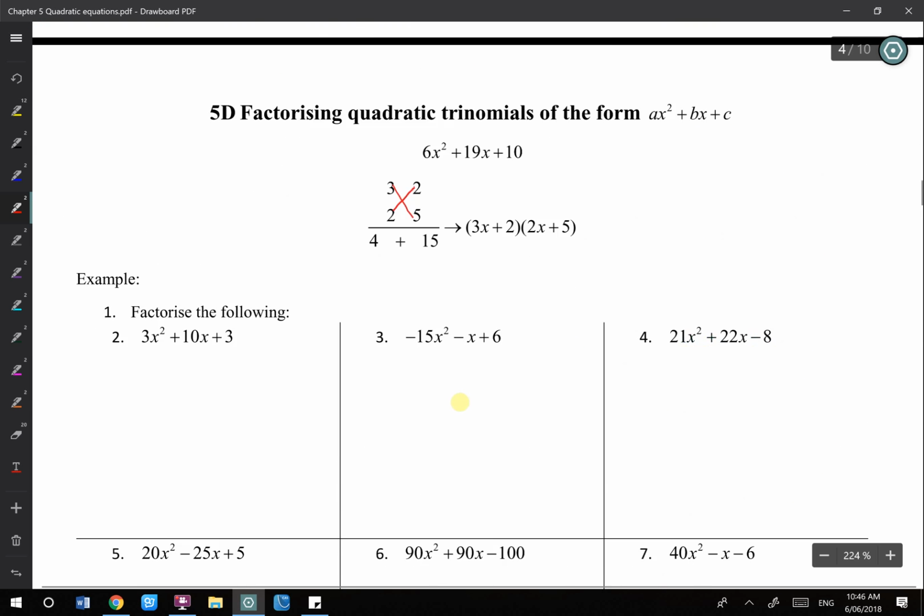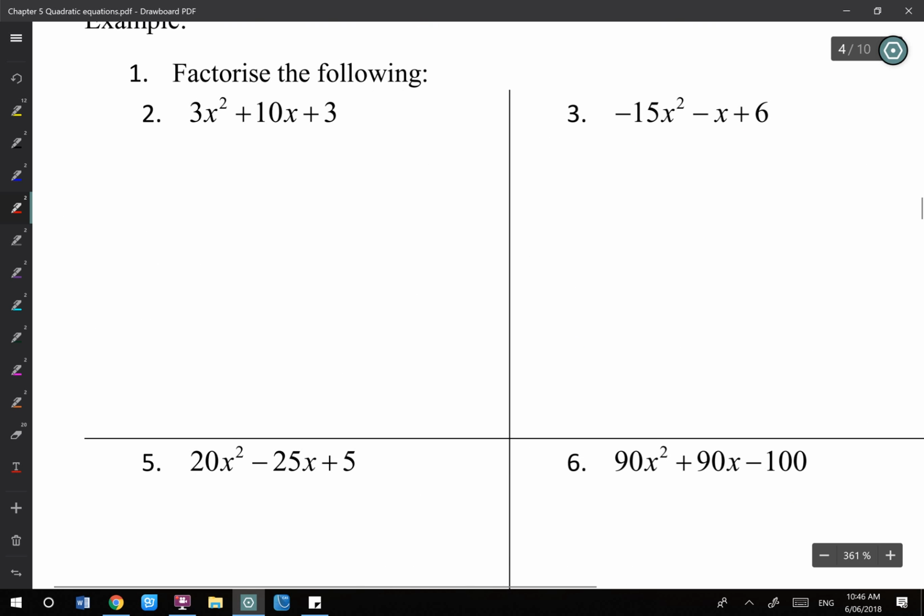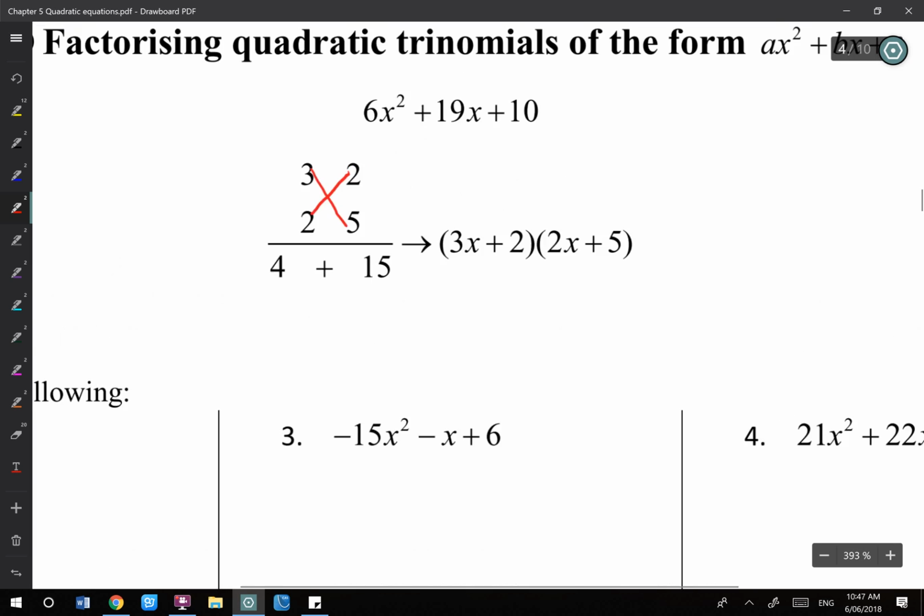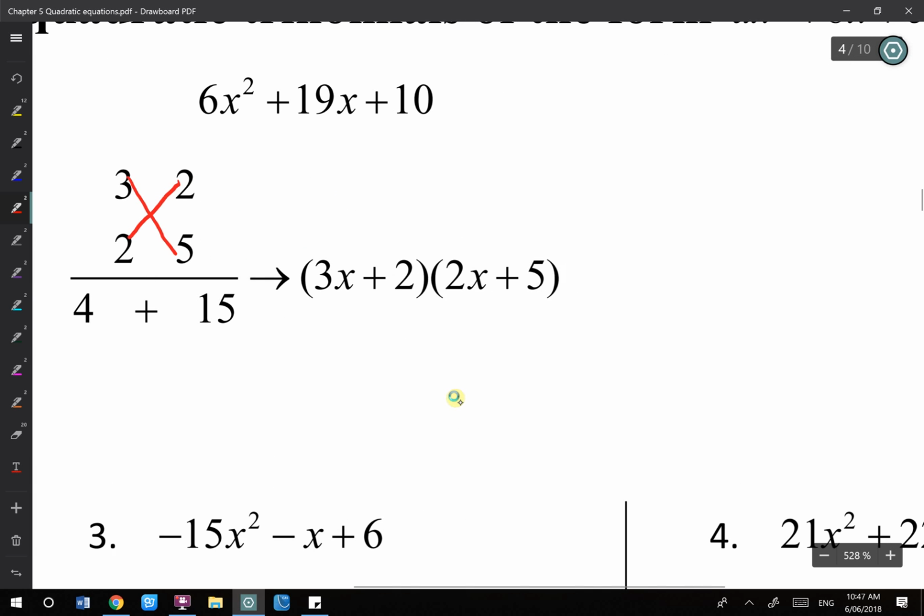But what we have for this exercise is something with 3x squared, and you can't factorize it that way. Not every single term contains the 3. So 10 isn't divisible by 3, and I can't take the common factor 3 out. So how can we factorize that? It will be the same way to factorize.